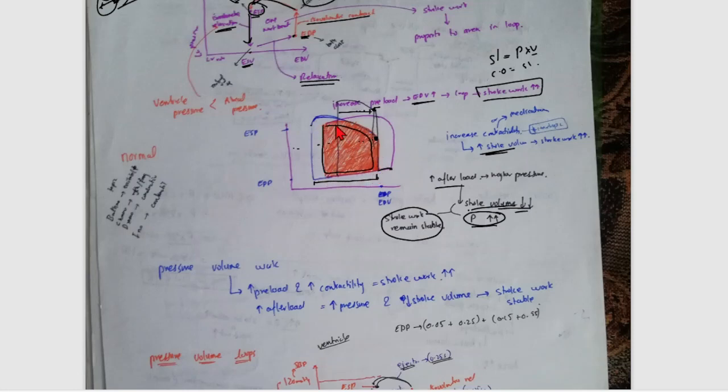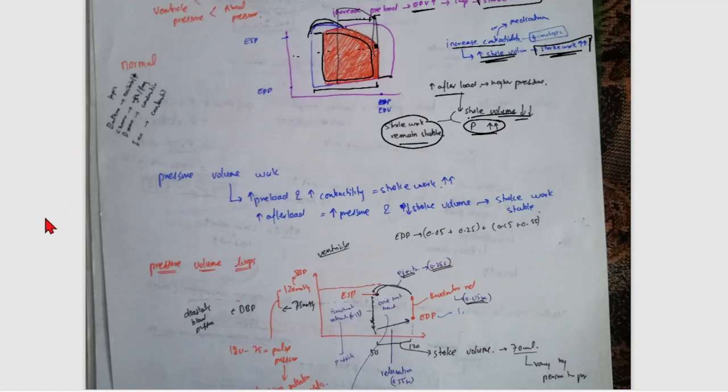And if you increase the contractility, if you increase the force that ejects the blood, at that time more blood is moved from the ventricle than normal. Okay, and the stroke volume increases, so stroke work also increases. This is a simple phenomenon. Stroke work increases with contractility and also with increased preload, but at the afterload, if you increase the afterload, the stroke work remains stable.